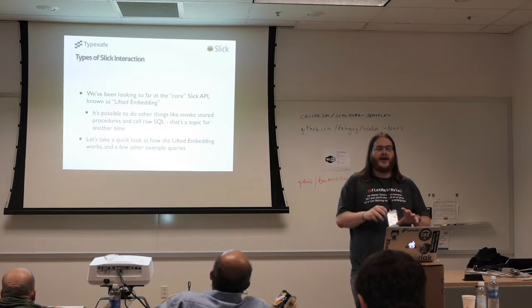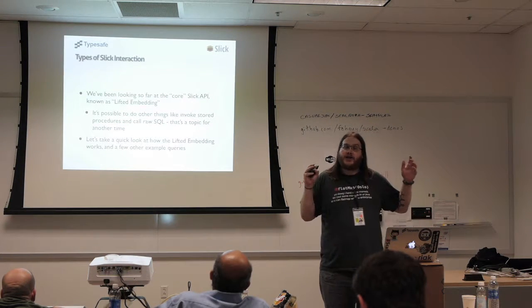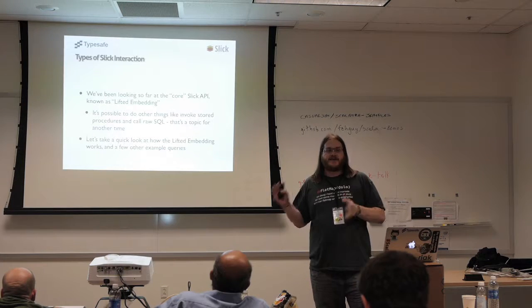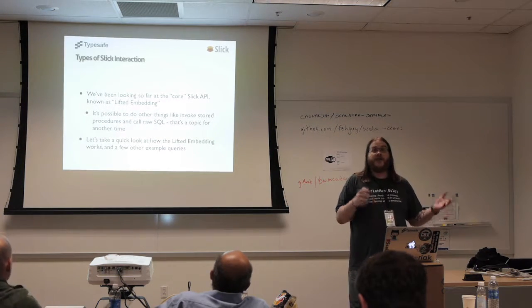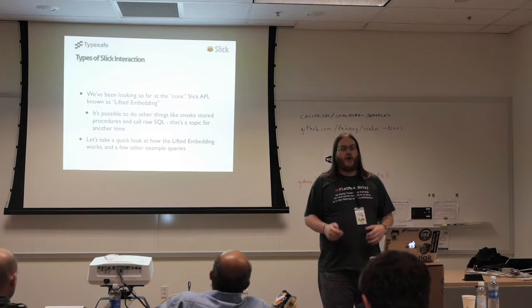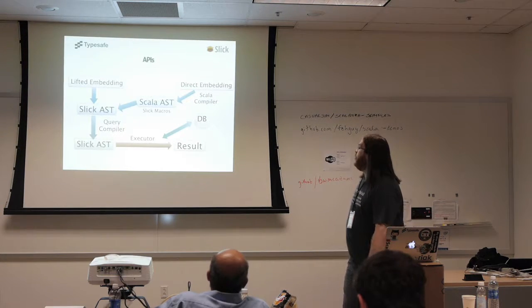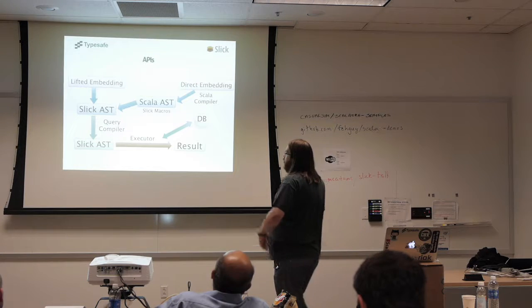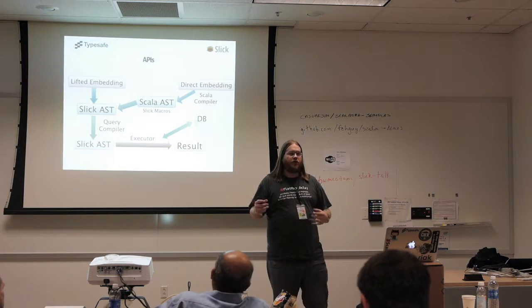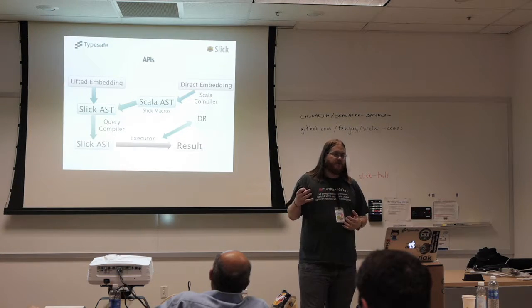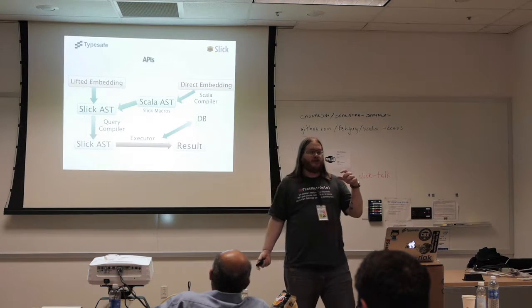But I want to take a quick look at how the lifted embedding works. I changed out this slide because there's a new diagram that Stefan put together that also shows how direct embedding works. So this covers both the direct embedding and the lifted embedding. The lifted embedding converts to a Slick AST, an abstract syntax tree. It's sort of like a raw baby programming language before it gets compiled down into bytecode.